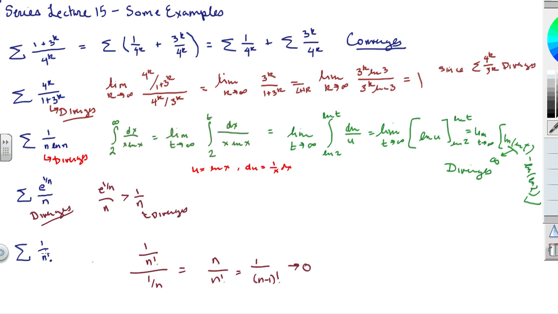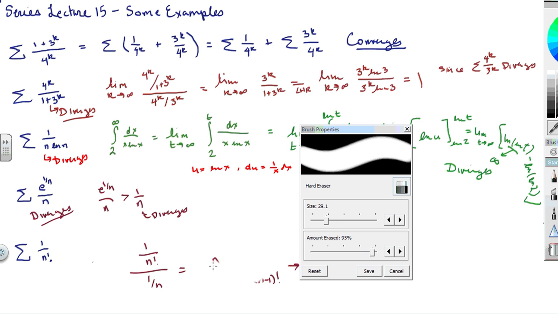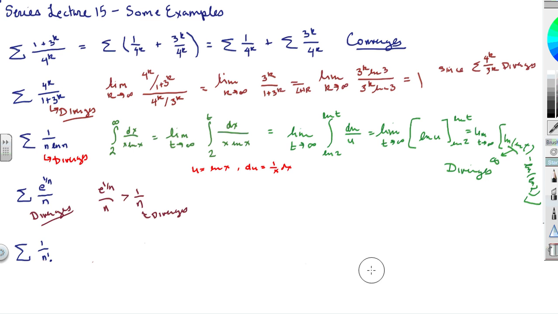However, it's pretty easy to use the comparison test on that one. So let's use the comparison test. And what do we want to compare it to? Well, remember, 1 over n factorial is equal to 1 over n times n minus 1 times n minus 2, and so on, when I multiply these all the way down to 1, right?